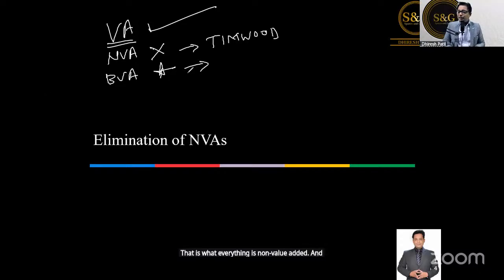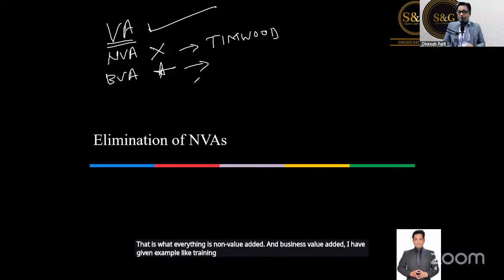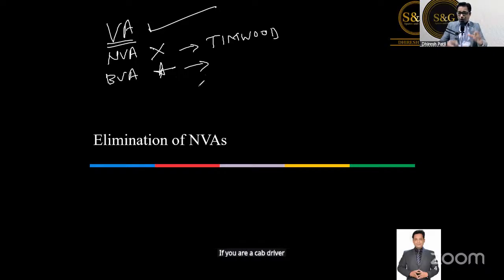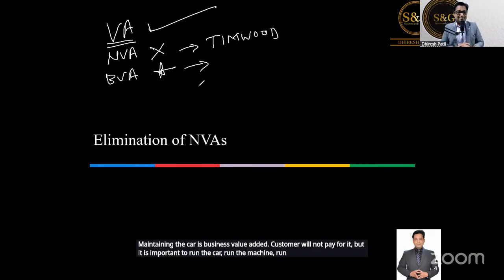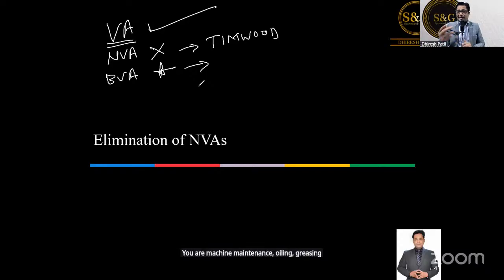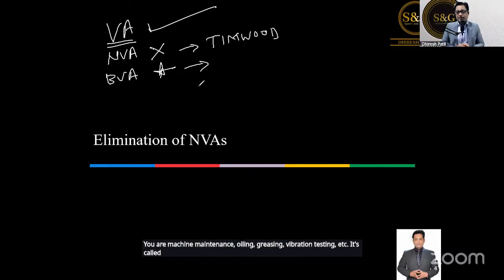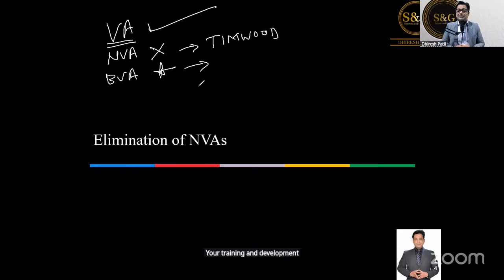And for business value added, I have given an example like training. If you are a cab driver, if you are running, let's say, an Ola or Uber, fueling the car is business value added. Maintaining the car is business value added. The customer will not pay for it, but it is important to run the car, run the machine, run the business. Your machine maintenance, oiling, greasing, vibration testing, etc. is called business value added. Your training and development of your employees is business value added. Clear, everybody? Just give me yes in the chat box.